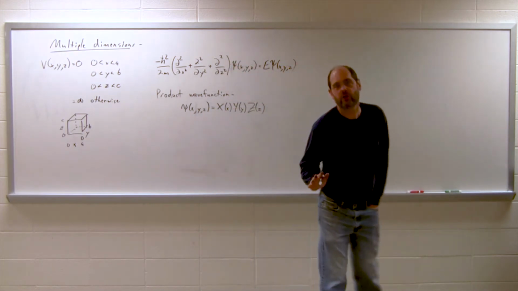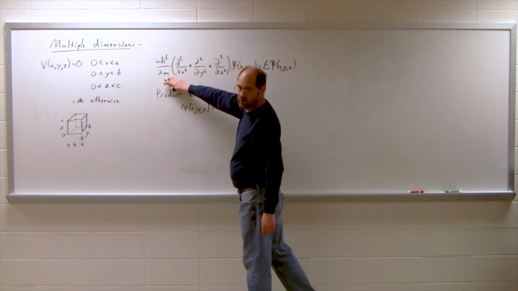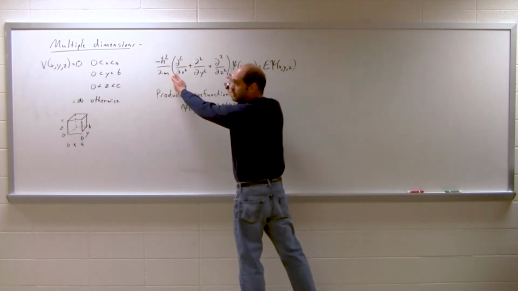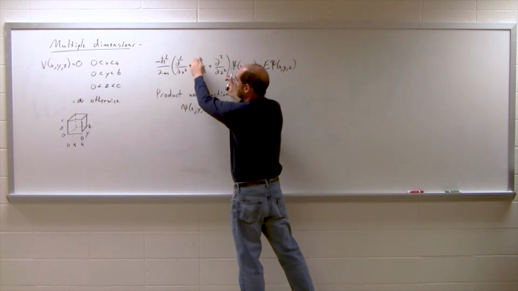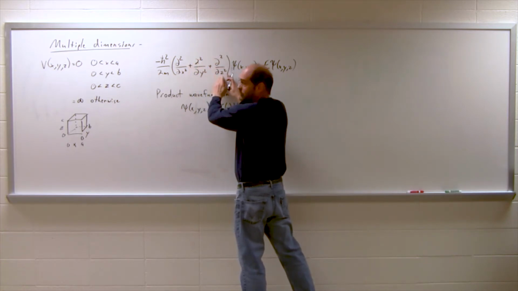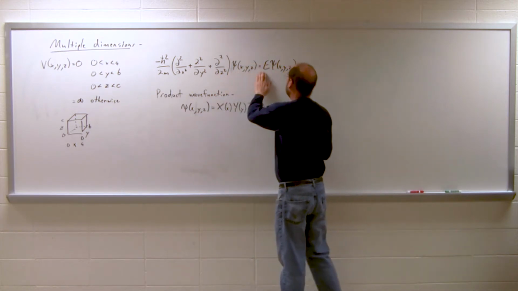I set up my Schrodinger equation. What do I have? Minus h bar squared over 2m. Now I have this monstrosity. Second partial derivative with respect to x, plus the second partial derivative with respect to y, plus the second partial derivative with respect to z, operating on psi equal to E psi.